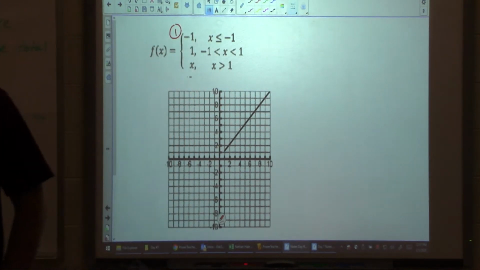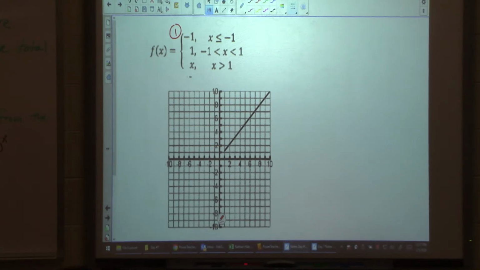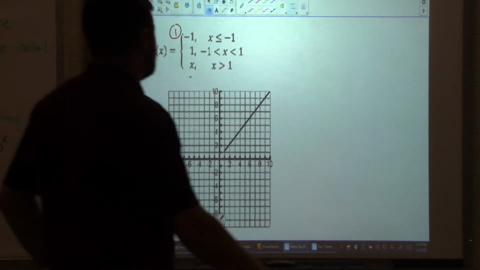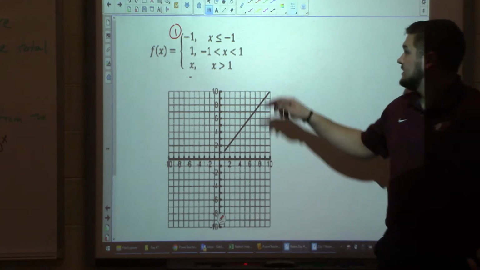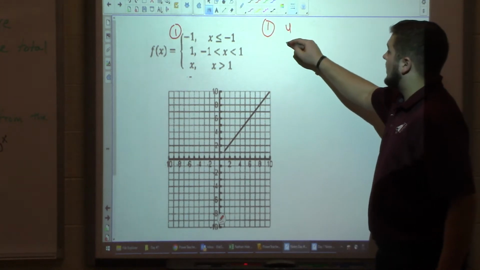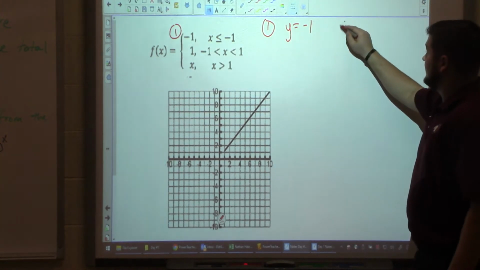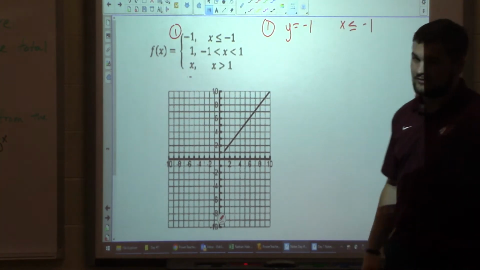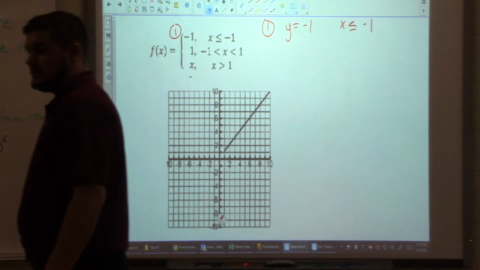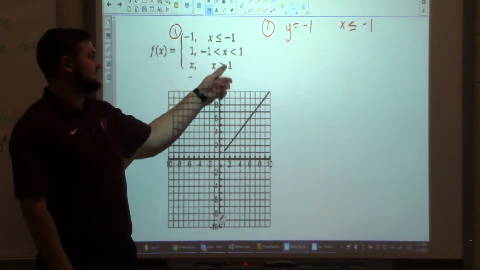That tells me f of x equals -1 if x is less than or equal to -1. So that tells me if I'm going to graph it, I'm going to have y equals -1 if x is less than or equal to -1, right? What if it's not? Then it'll be one of my other options. We'll get to that in a second.